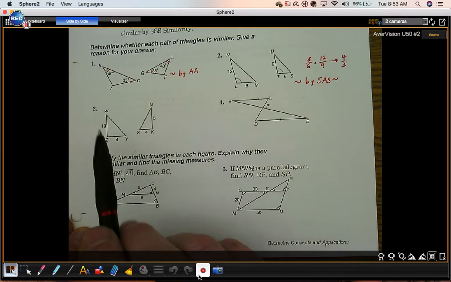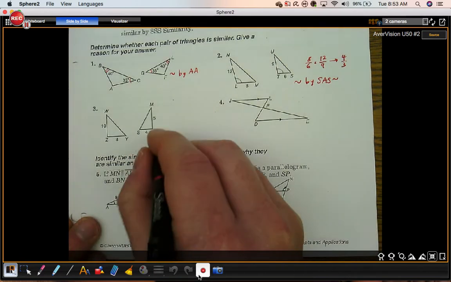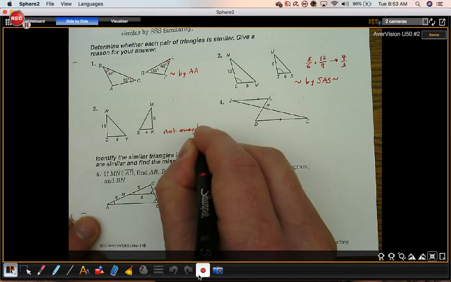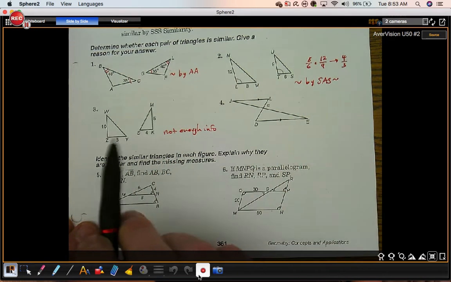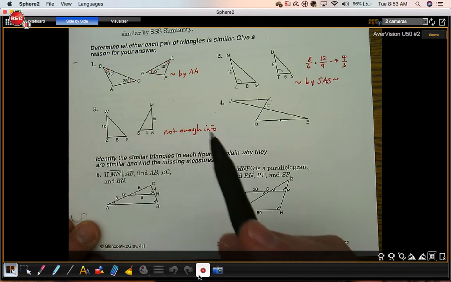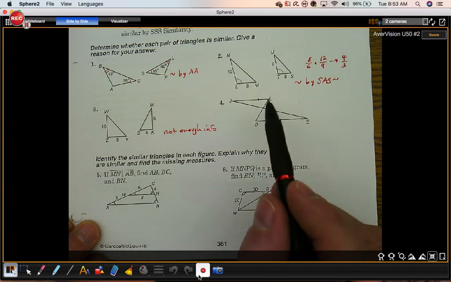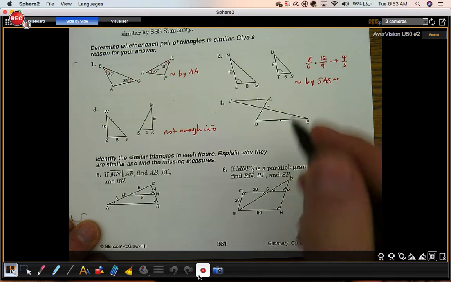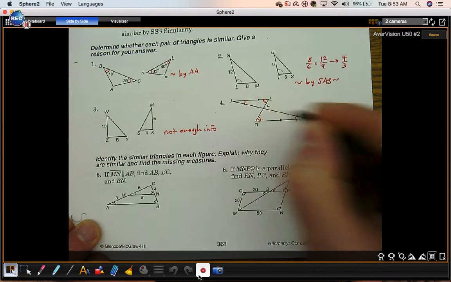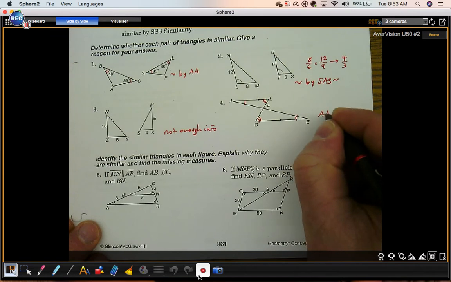Number 3, we have 2 pairs of sides, and that's all we have. If they only give you 2 pairs of sides, you need to know that there's congruent angles in between. We don't have that. We don't know that. Number 4, we have parallel segments. Remember, that means you get congruent alternate interior angles here. That's 2 pairs of congruent angles. So they're definitely similar by angle, angle.